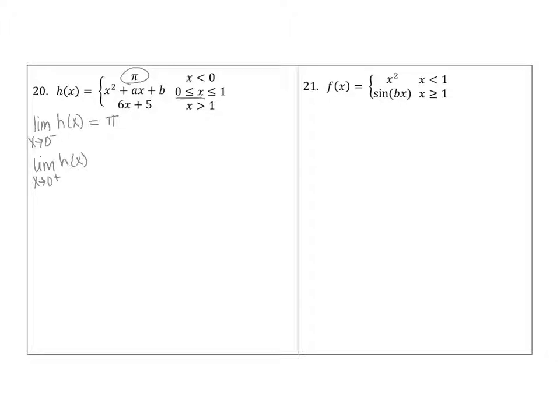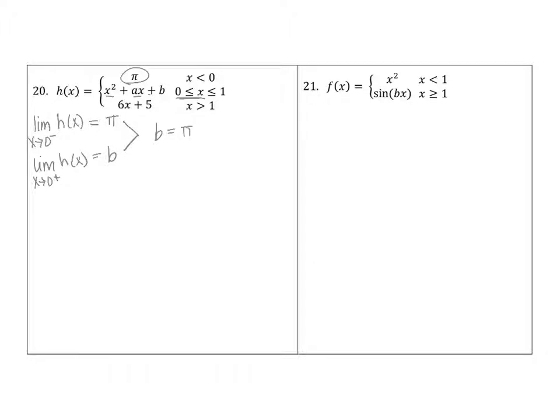And that's going to be this portion down here. And if I plug in 0 there, it looks like I'm going to end up with just b, because all of these x's go to zeros. So right off, I see that here, those two limits have to be equal to each other. So b is going to have to be equal to pi. Now let's move on to the next one.